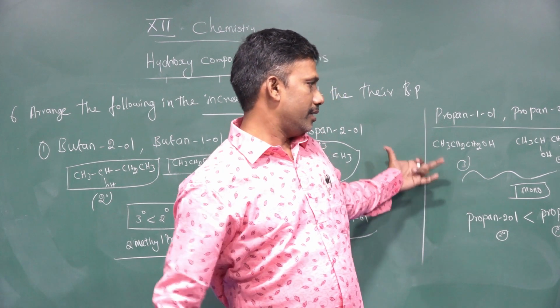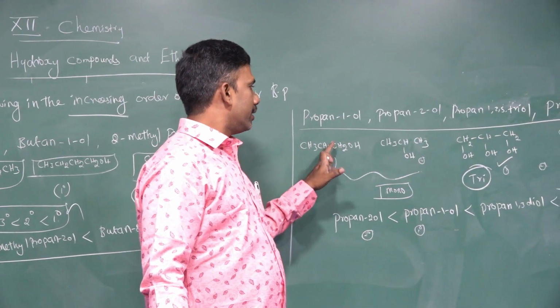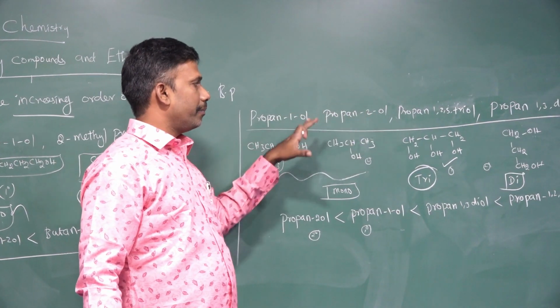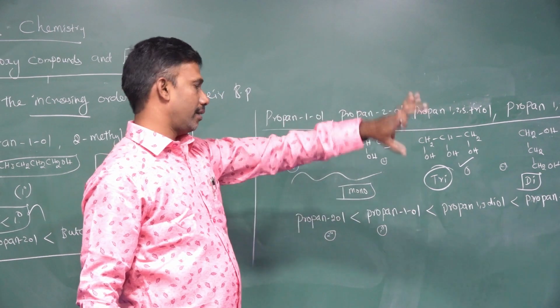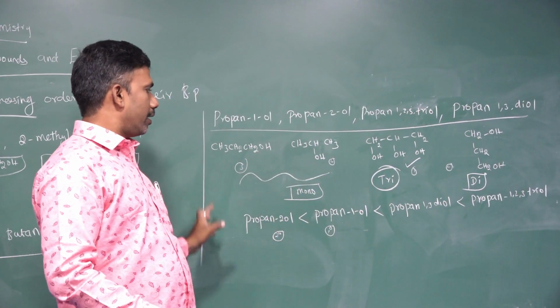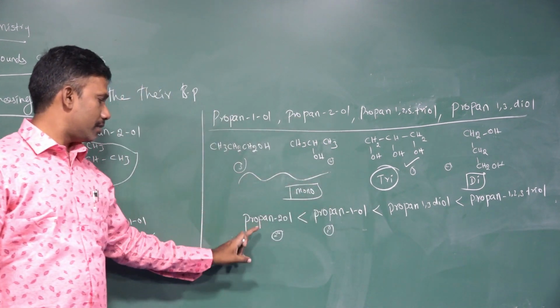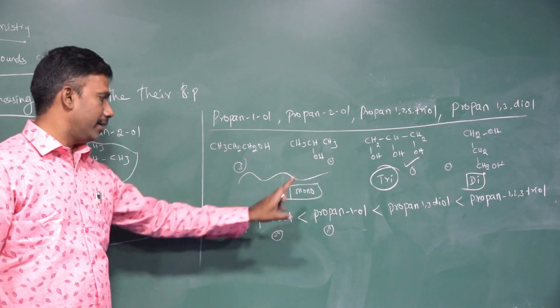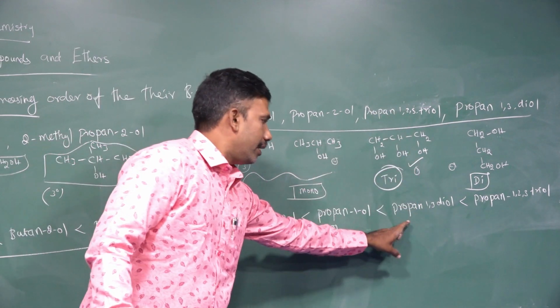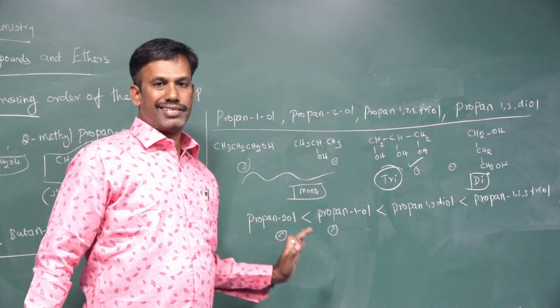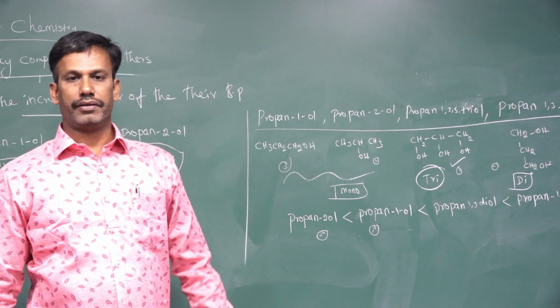Here in the second part, you have different types of alcohol: monohydric, dihydric, trihydric. Among the monohydric, there are two, secondary and primary. Secondary will have the very least boiling point, then primary, dihydric alcohol and trihydric alcohol. This is the increasing order of the boiling point.